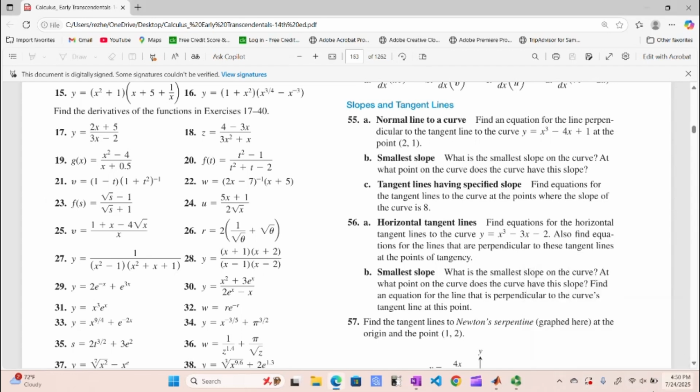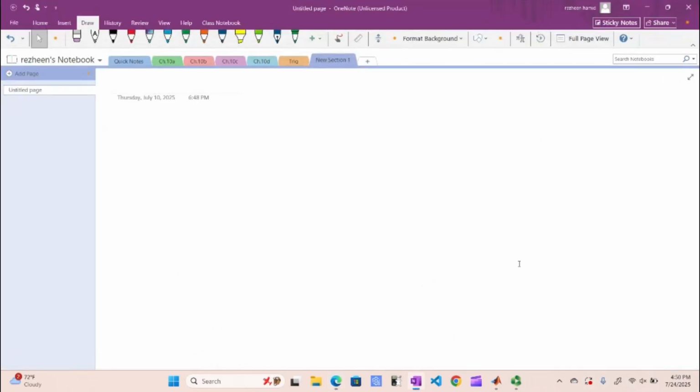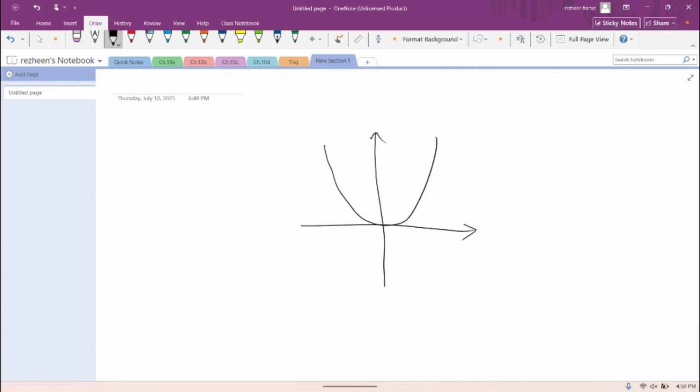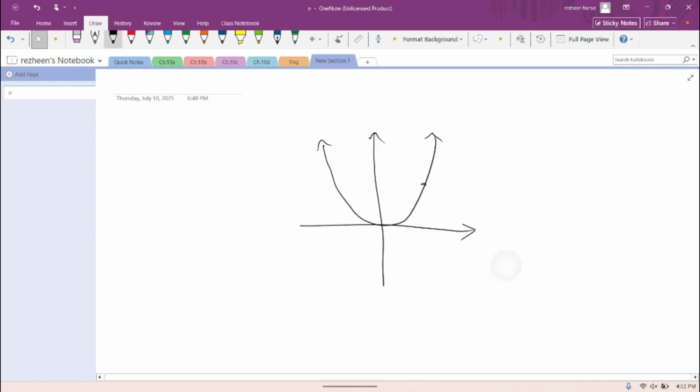So let's quickly look at a sketch of what this problem is asking. This is a general sketch showing normal lines and tangent lines in relation to a curve. Say we have a graph like this, with our coordinate system. Let's make this a parabola. I know in our problem we're looking at a cubic function, x cubed, but let's look at this parabola and a point right here.